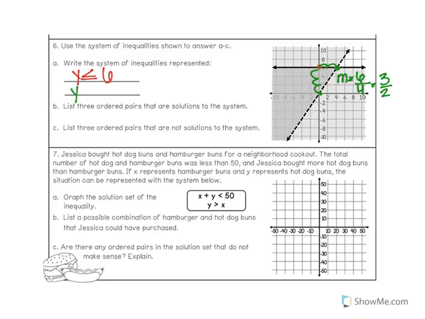And so then y in this case, I can see it's a dashed line, so it's either going to be greater than or less than, and I can see that it's shaded above. So it's going to be y is greater than 3 over 2x.